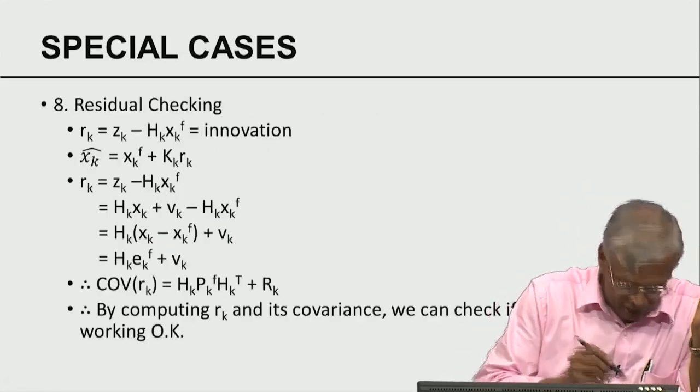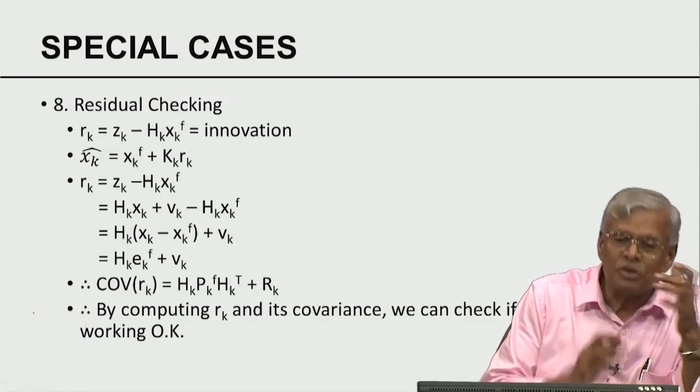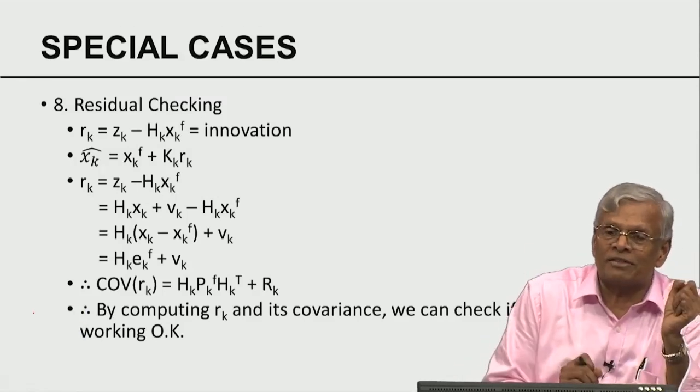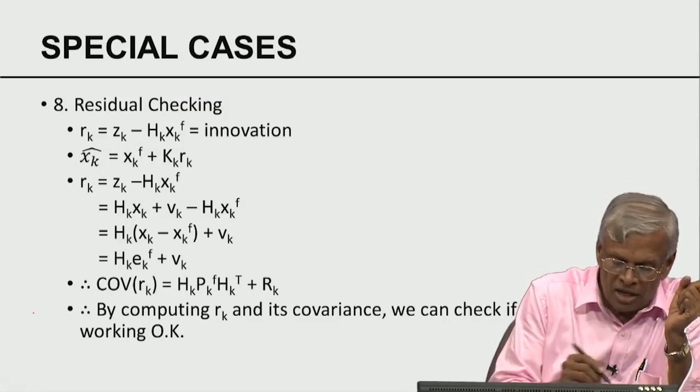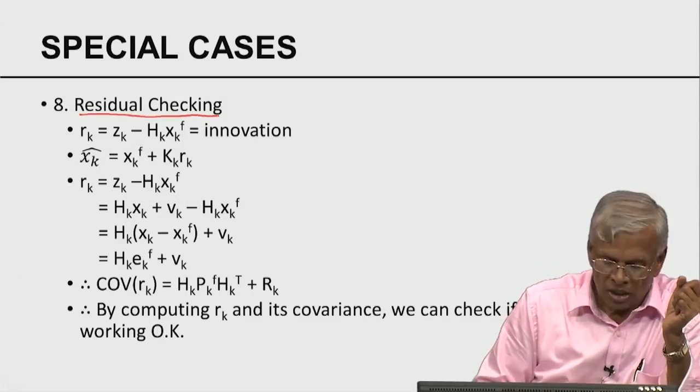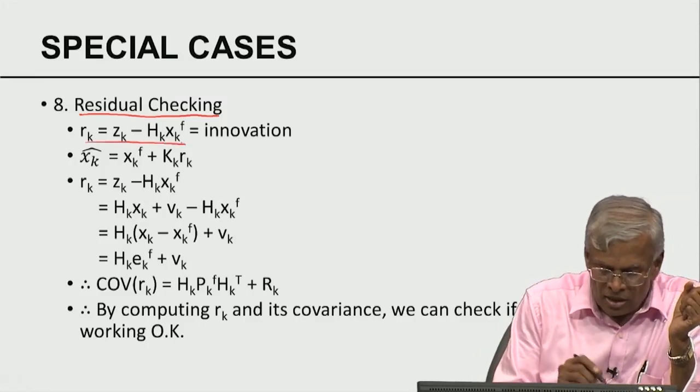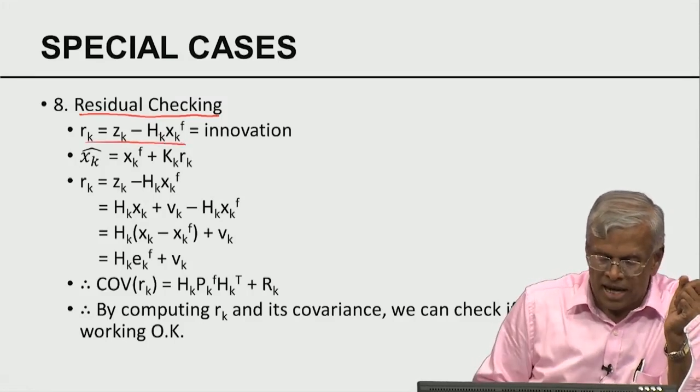The last one is called residual checking. Suppose you have written a filter and you think your program is right; how do you check the correctness of that? That is what is called residual checking. What is the residual? The residual is z_k minus H x_k^f, the innovation.